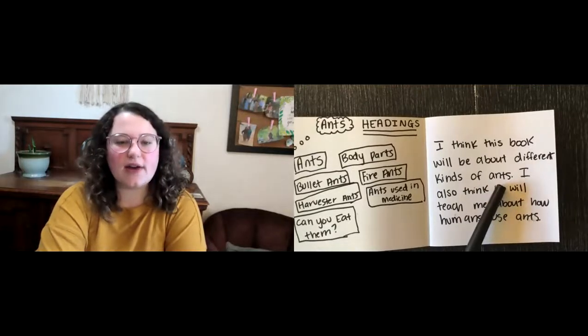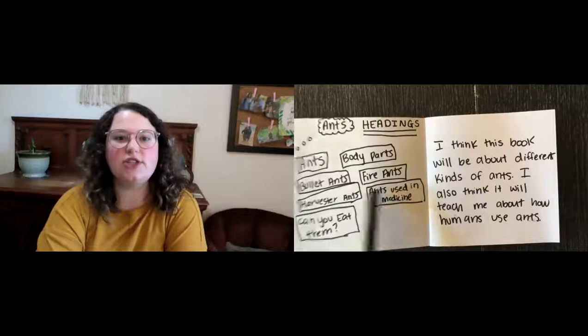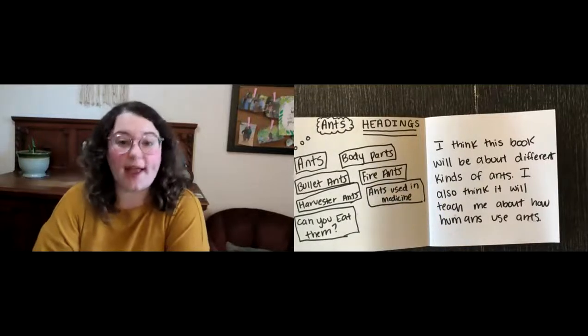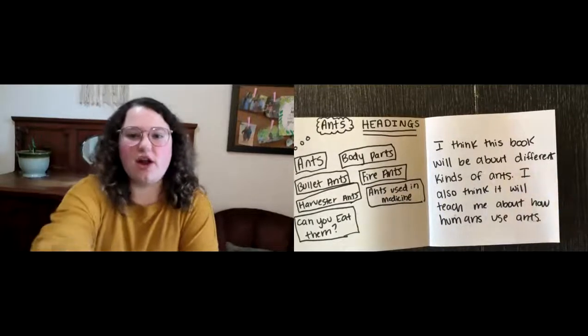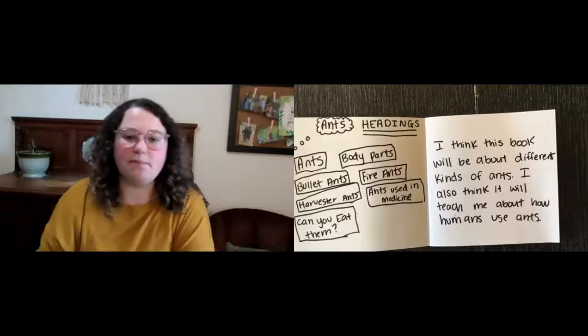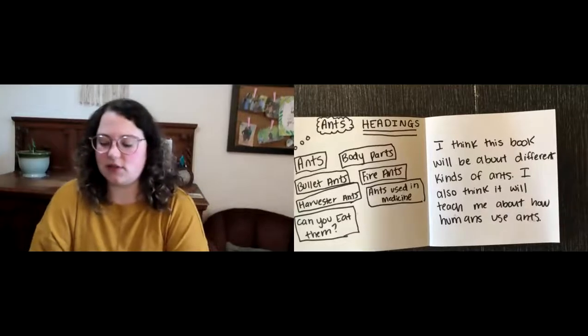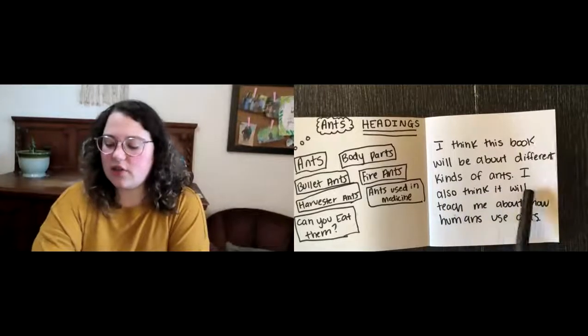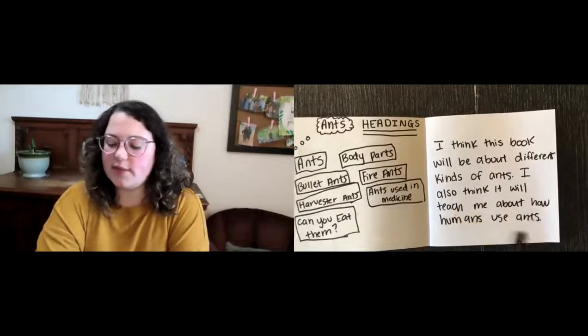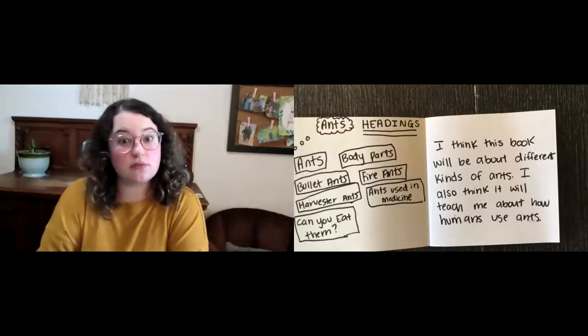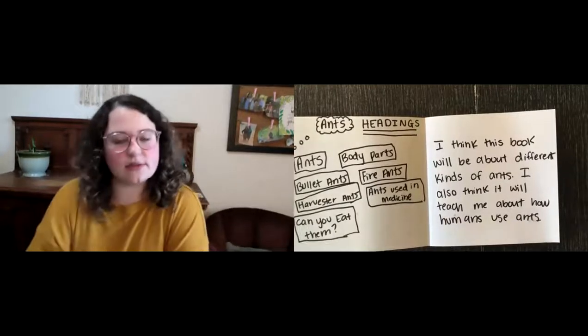How did I write that? How did I get that idea? What do you think? So I remembered all those pages where the headings were the names of different ants. And that's what told me that this book would probably be about different types of ants. And then I said, I also think it will teach me about how humans use ants. How did I get that idea using the headings?